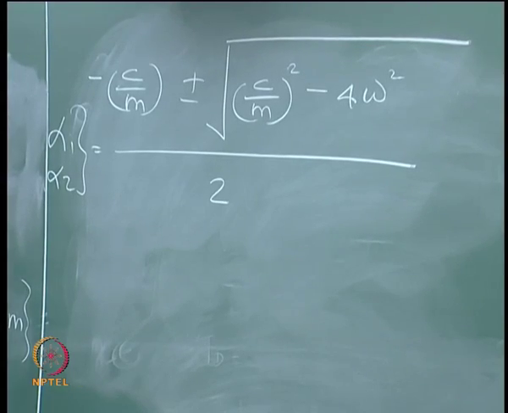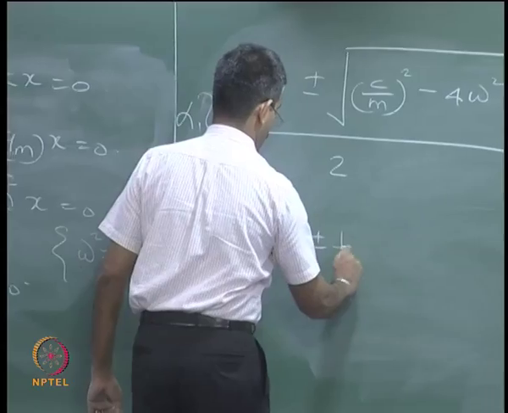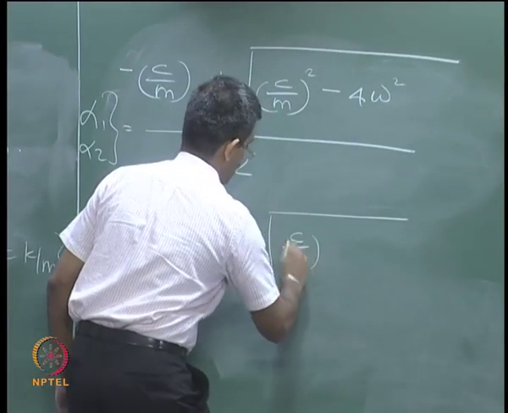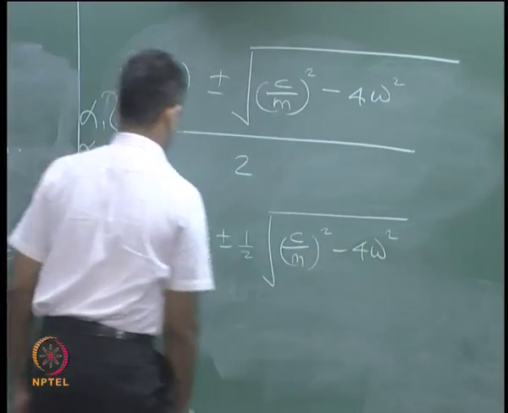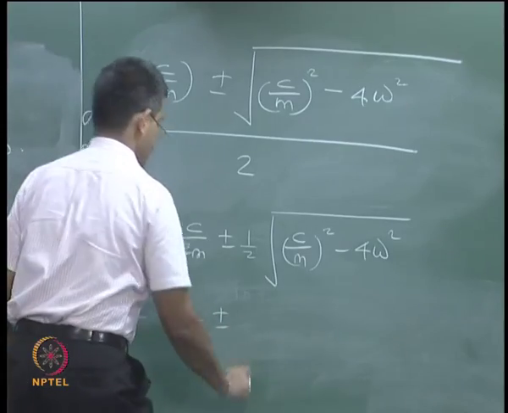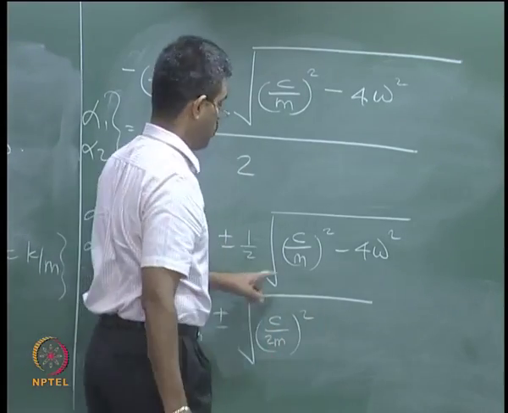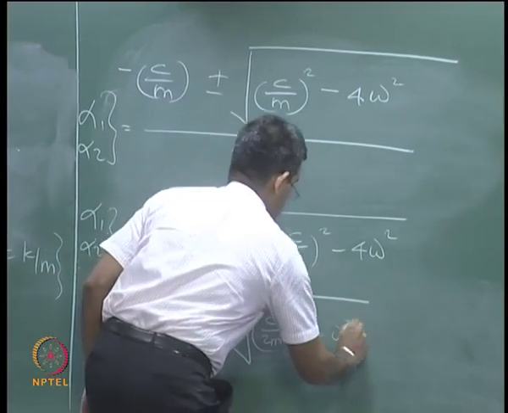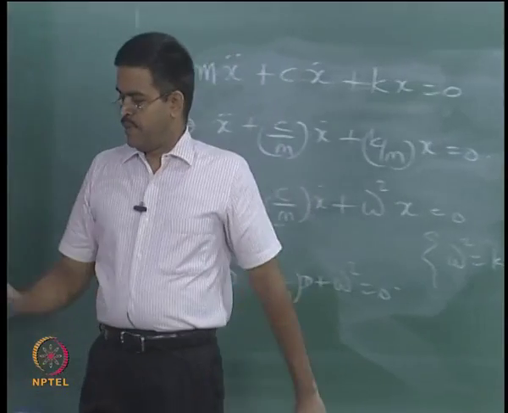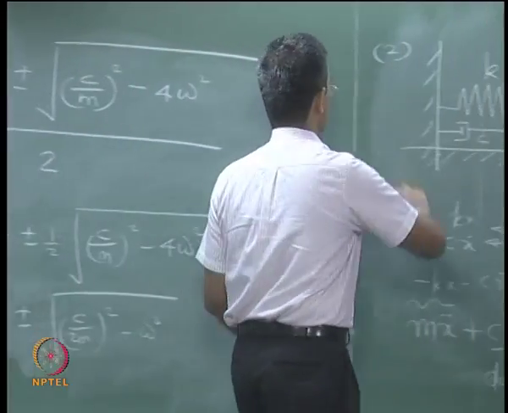So, I will just modify this once again. So, alpha 1 and alpha 2, which are the roots of my equation, can be minus c by 2m plus or minus half root of c by m the whole square minus 4 omega square. This can be further written as minus c by 2m plus or minus root of, if we take it inside, c by 2m the whole square, because this 4 comes here, and minus omega square, because this 4 will get divided. So, these are my roots now, alpha 1 and alpha 2.